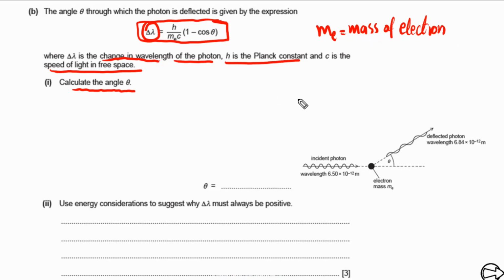Now what we need to do is use this formula and plug in the values of all these quantities, and then we will be able to find the value of this angle theta. Now just plug in the values and find the answer.